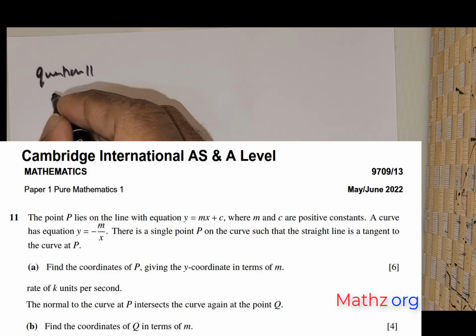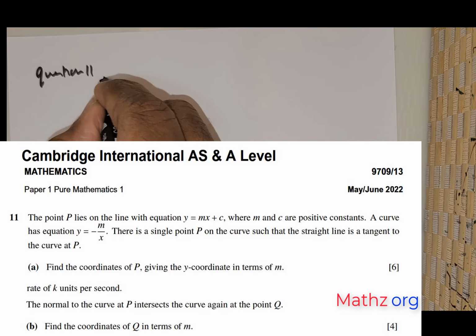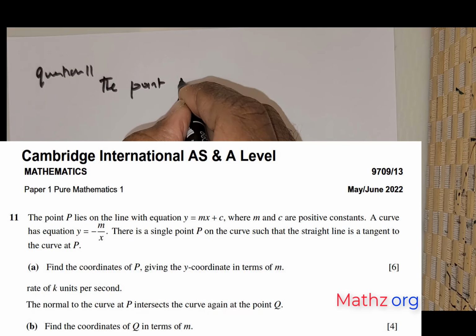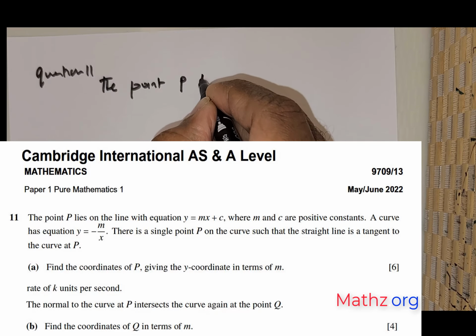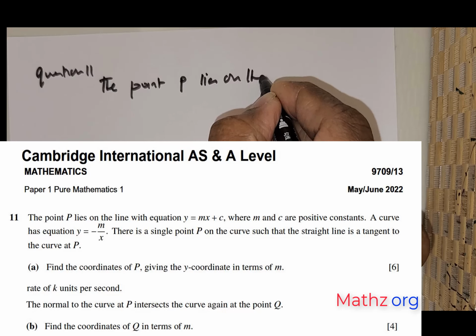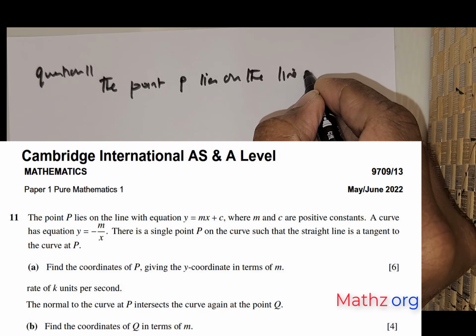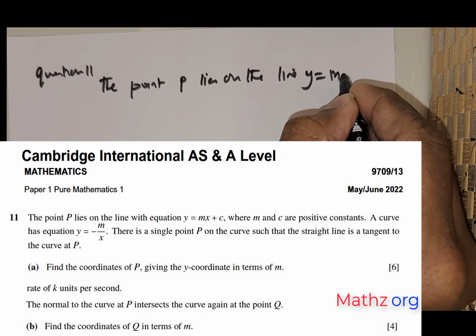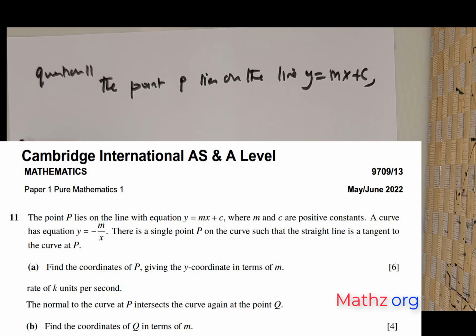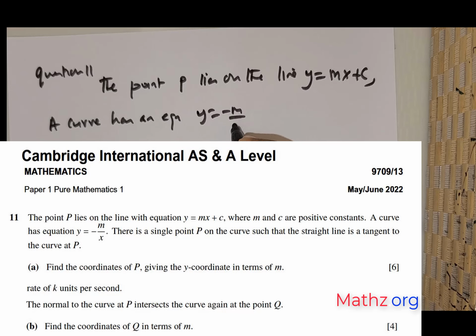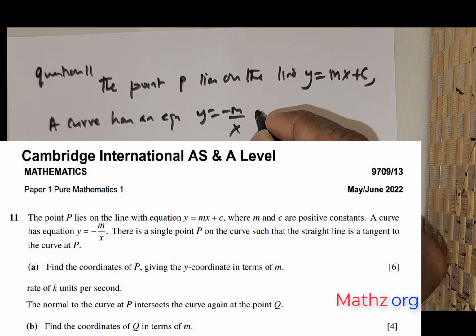Students, we got question number 11. Let me write the question down. The point P lies on the line y = mx + c. A curve has the equation y = -m/x.